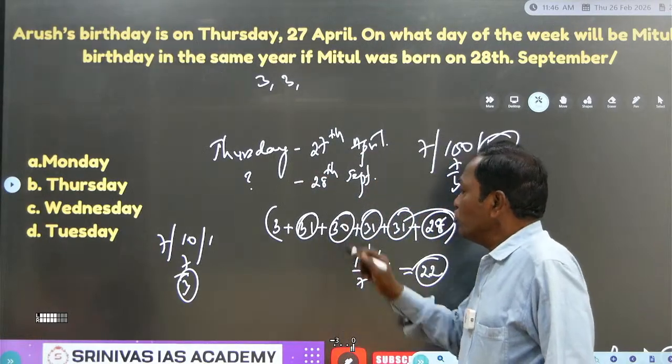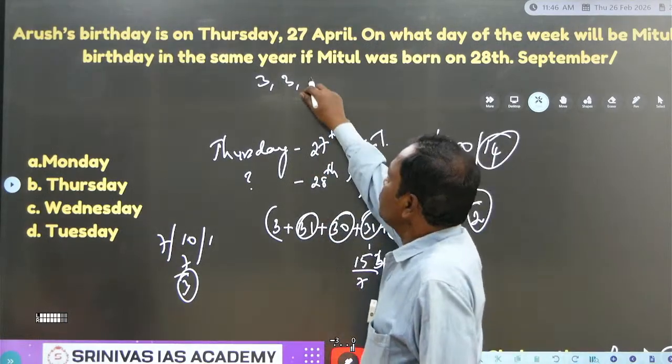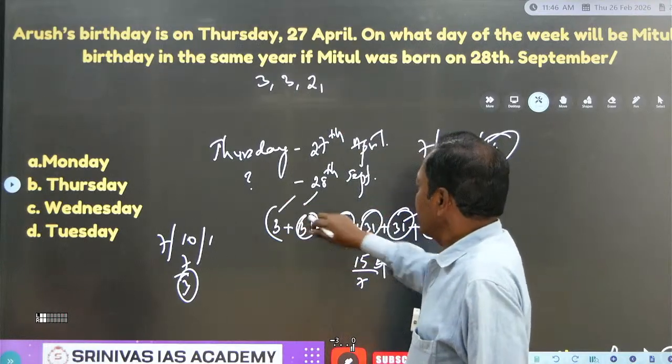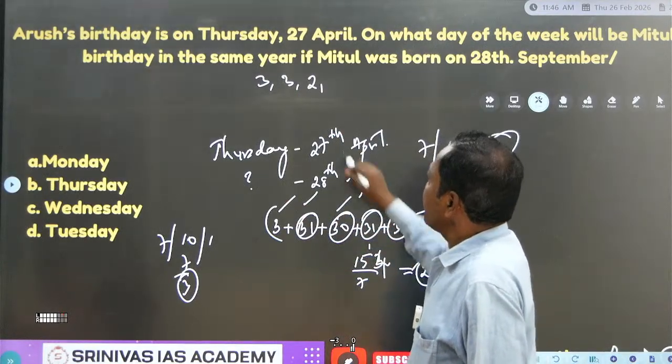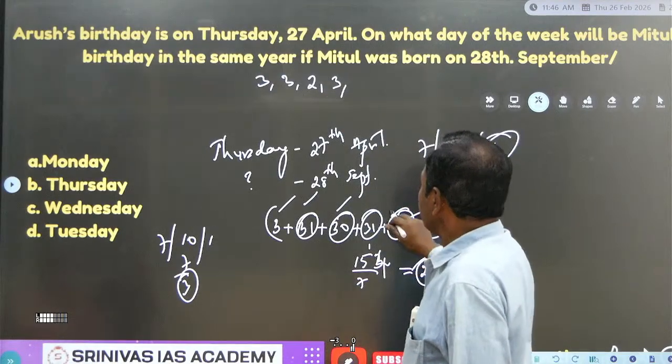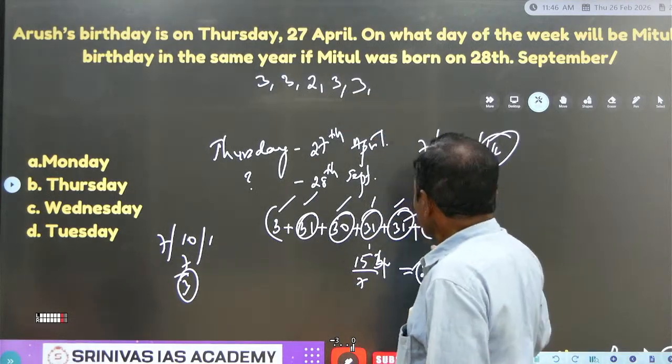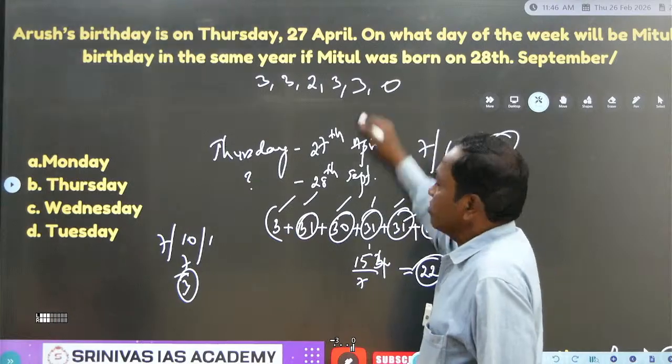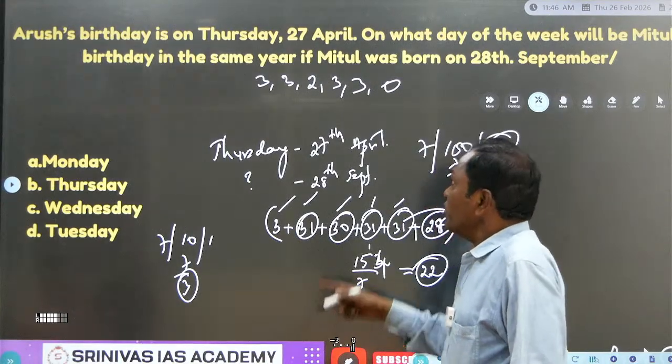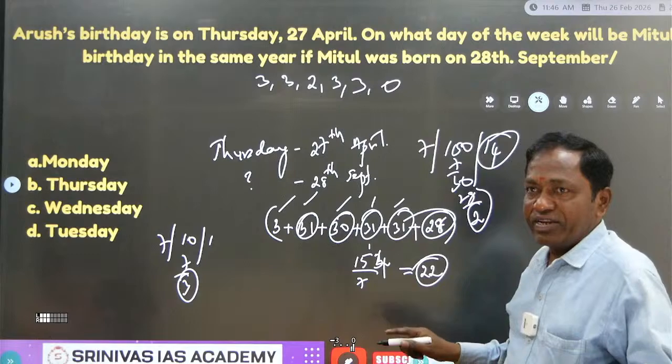May, 3. June, 4 weeks, 2 days. You take only 2 days. July, 31 days. You take 3 days. August, 3 days. This is 4 weeks. Put 0. Again you are putting all divisible by 7.